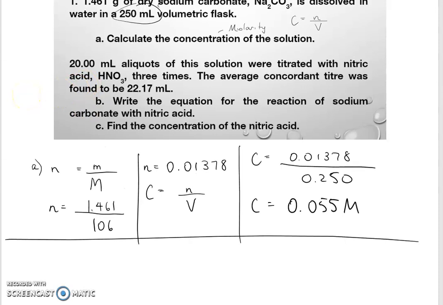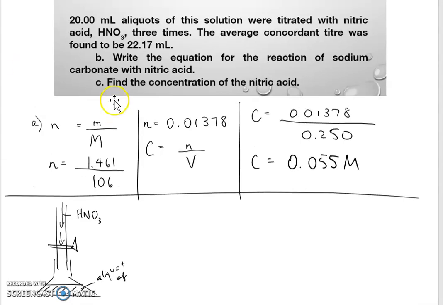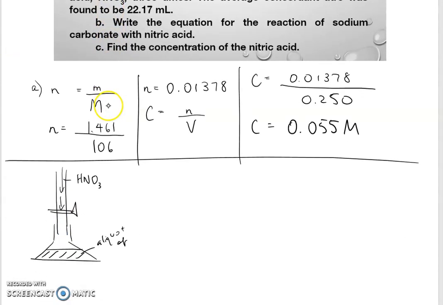So what this question is saying is that 20 ml aliquots of this solution were titrated with nitric acid 3 times. The aliquots, just remember, is the liquid in the conical flask, and so it means that it's been titrated with the nitric acid. So the nitric acid is here. We've done a titration into my aliquot of my sodium carbonate.